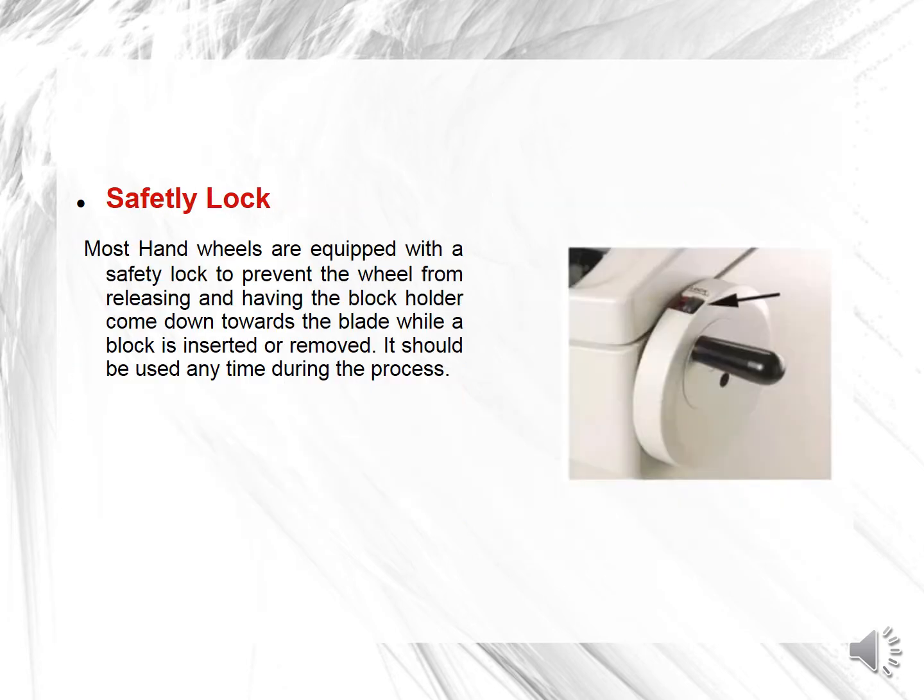Next is the safety lock. Most handle wheels are equipped with a safety lock to prevent the wheel from releasing and the block holder coming down towards the blade while the block is inserted or removed. While the tissue is fixed or while we are sectioning the tissue, sometimes if we are not using the safety lock, it opens and the microtome starts moving. So the safety lock is equally important in each microtome to prevent the wheel from releasing.